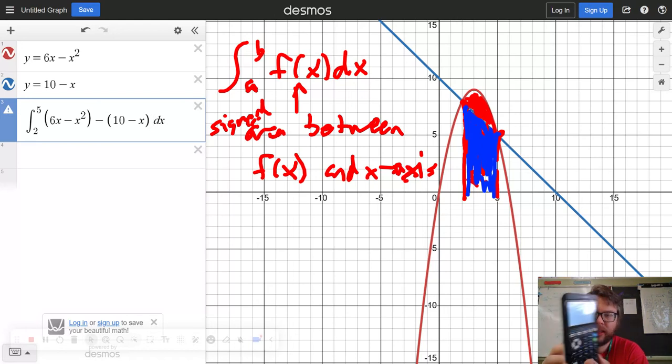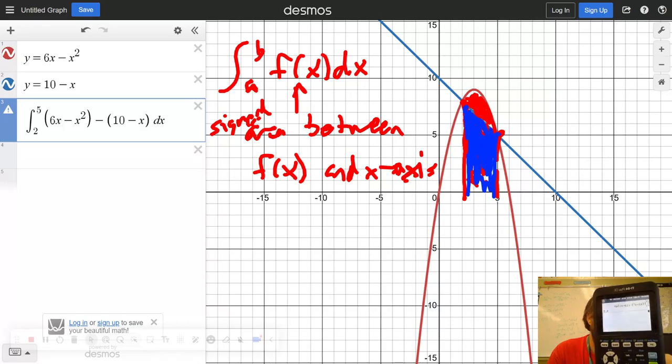I'm going to type in exactly what I had typed into Desmos. For some reason, Desmos failed me, so I'm going to go back to good old TI-84. Typed all that in. I guess the answer is 4.5. Okay.